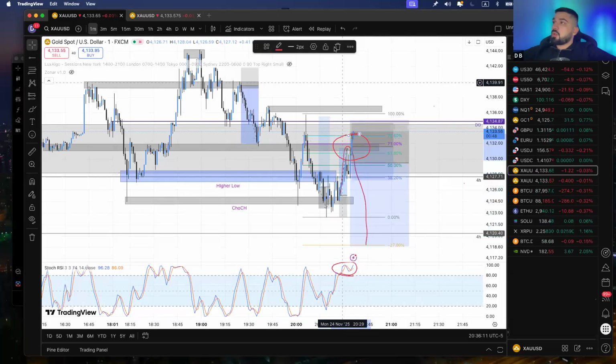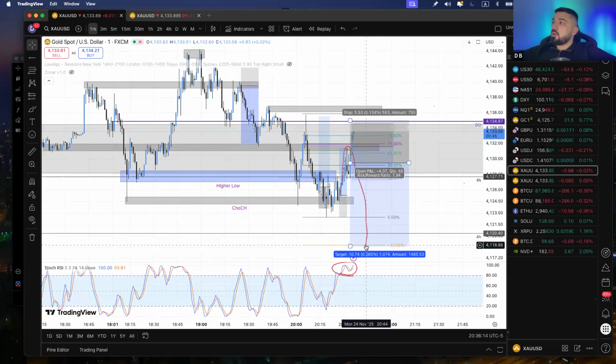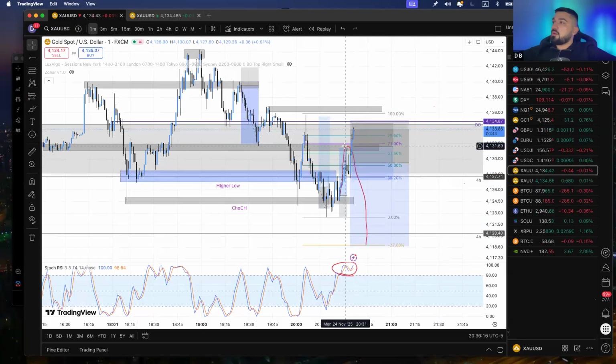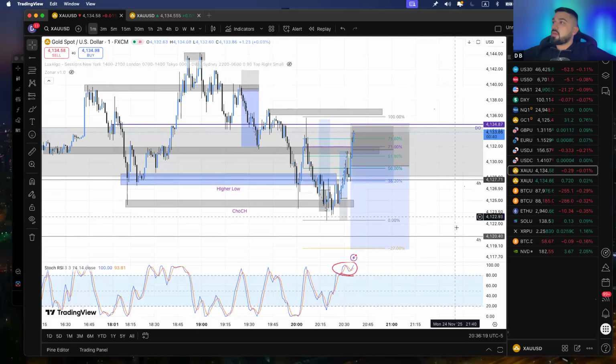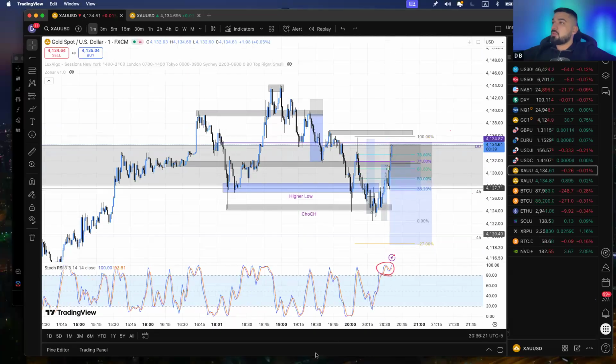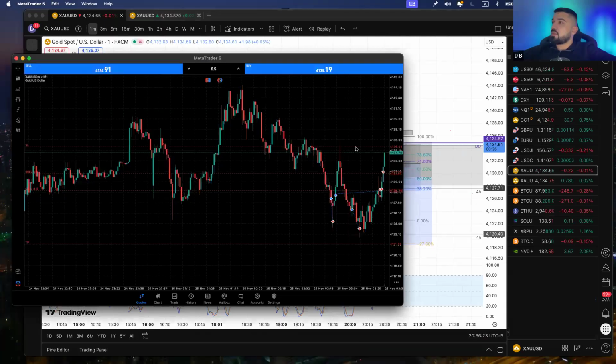So it's pushing pretty hard, if you guys can see, right? I see how price is reacting right here. Price is moving very, very fast. I don't necessarily want to get stopped out, so I will place my stop loss a little higher, okay?